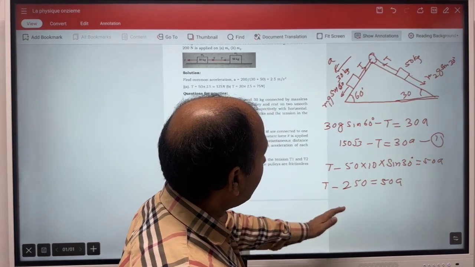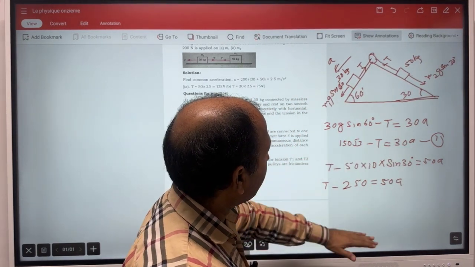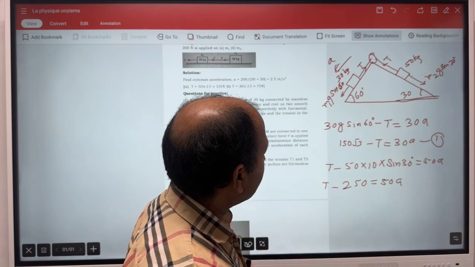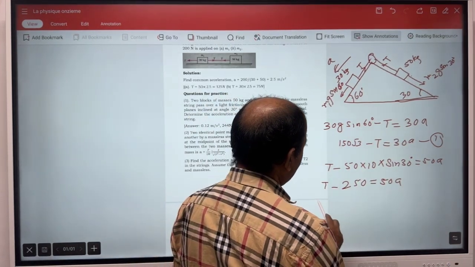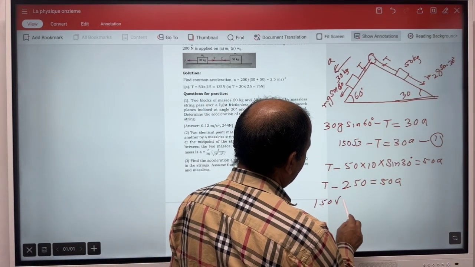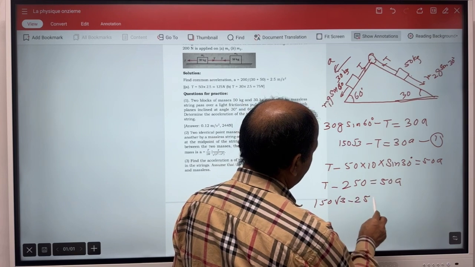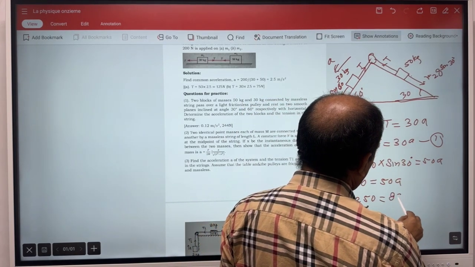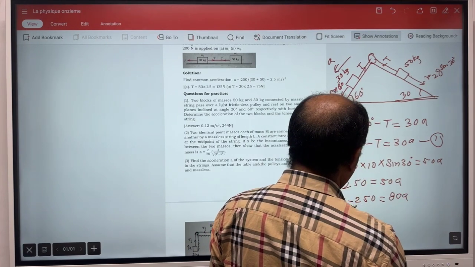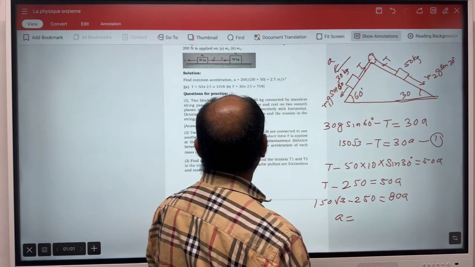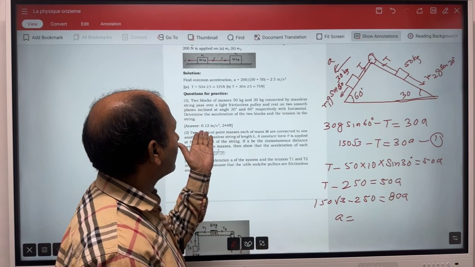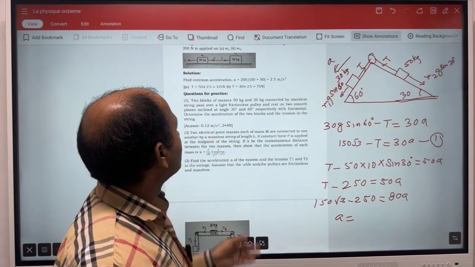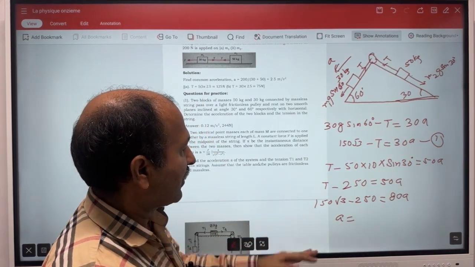Now if you add these two equations, you will get what? T will get cancelled. 150 root 3 minus 250 equals 50 plus 30, 80a. From where you can get the value of a, and that will be around the value given in the answer, that is 0.12 meter per second square.